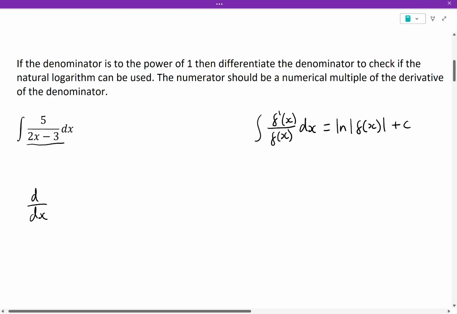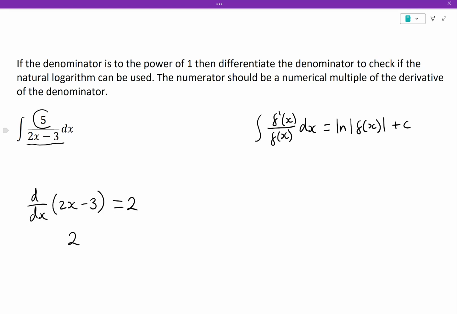So if we differentiate 2x take 3, I'm going to get 2. Then the question is, in order to get from 2 to our numerator of 5, do we have to multiply by a numerical value? So nothing involving x. And the answer is, yes, we can. You'd have to multiply by, and we can go via 1. If you do 2 divided by 2, that gets us to 1, and then times by 5 gets us to 5. So in terms of the direct route, we're dividing by 2, that goes in the denominator, and then we're multiplying by 5, that goes in the numerator.